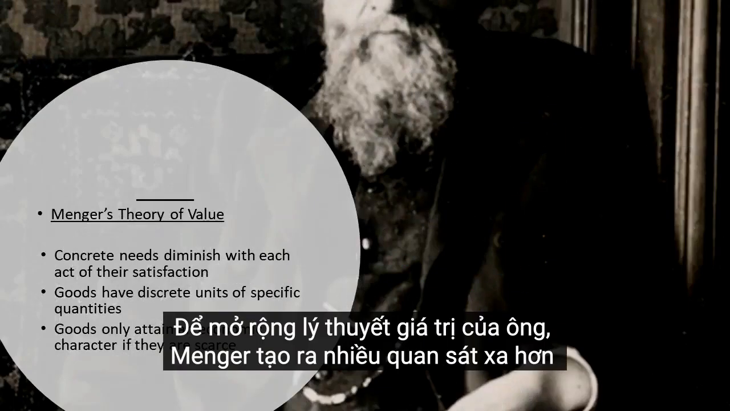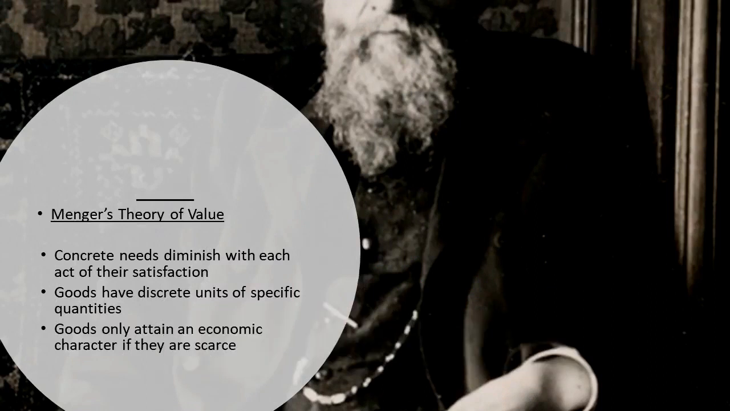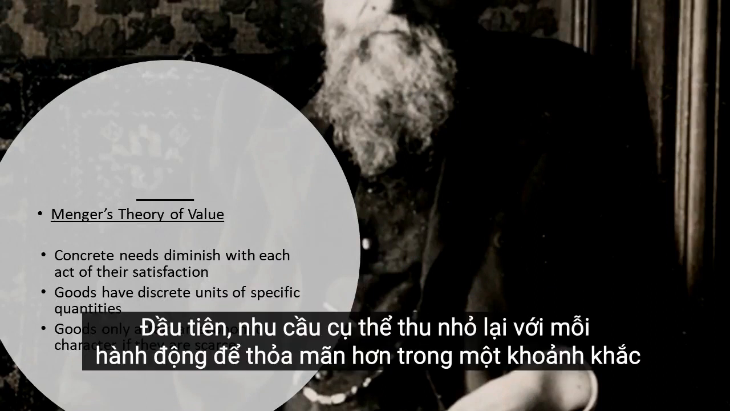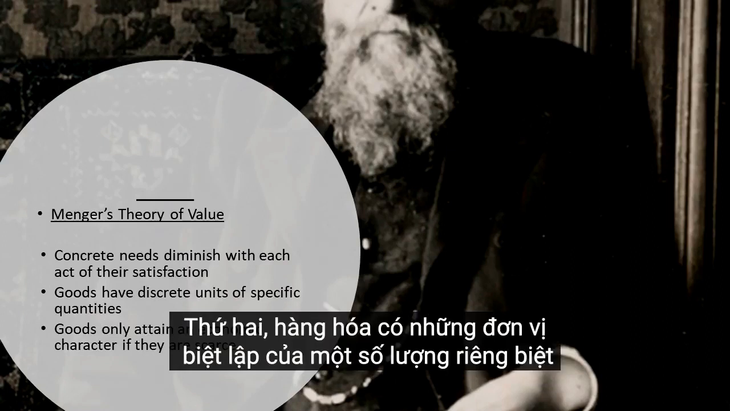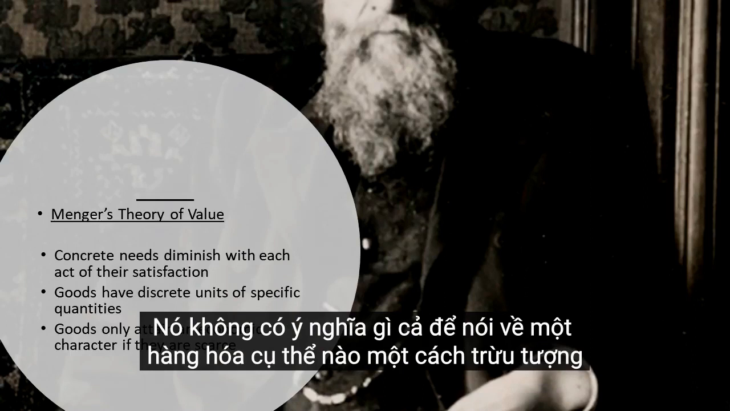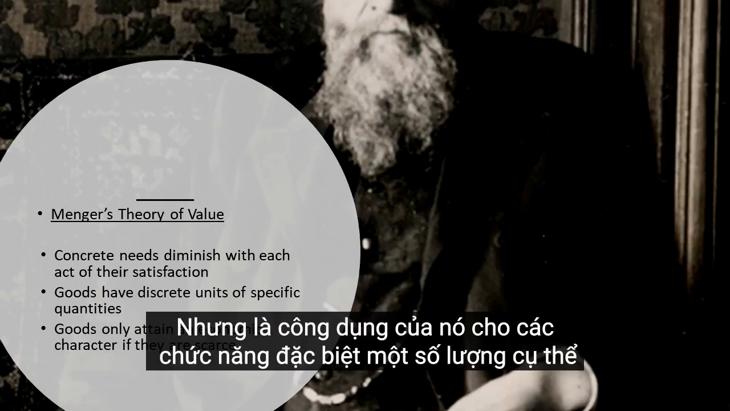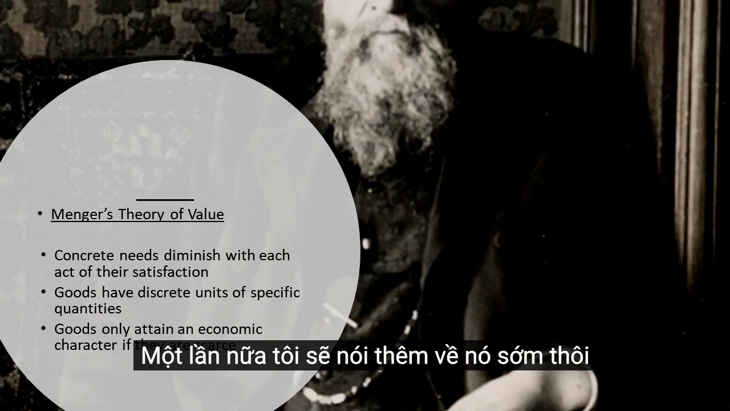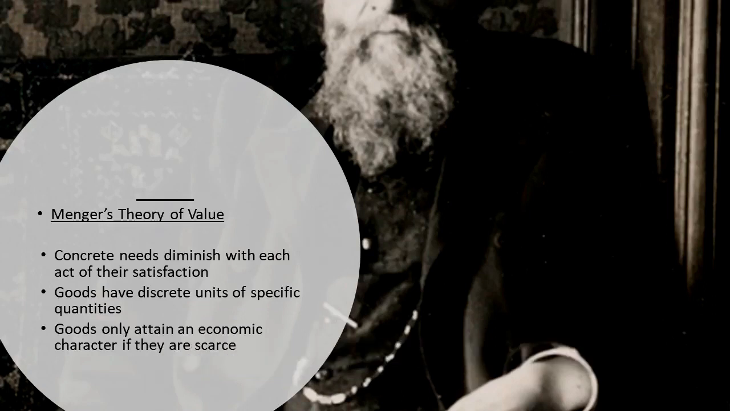To develop his theory of value, Menger makes a number of further observations. First, concrete needs diminish with each act of their satisfaction. More on this in a moment. Second, goods have discrete units of specific quantities. That is, it makes no sense to talk about any particular good in the abstract, but their employment for specific uses in specific quantities. Again, I'll elaborate on this shortly.